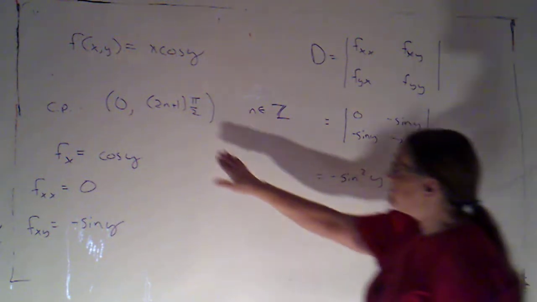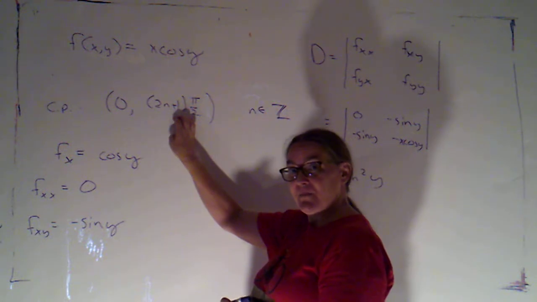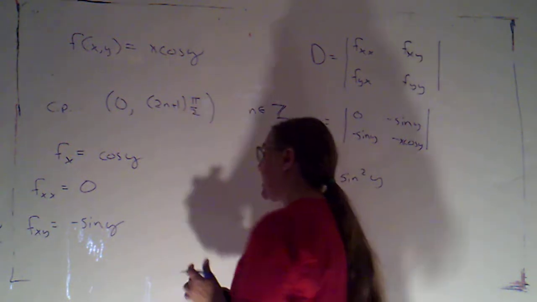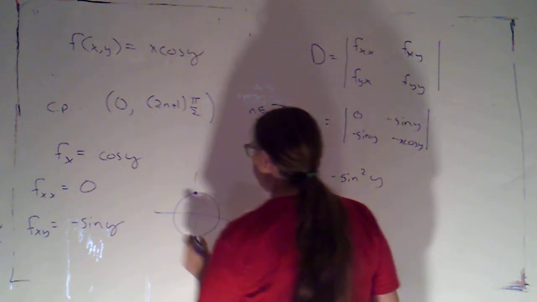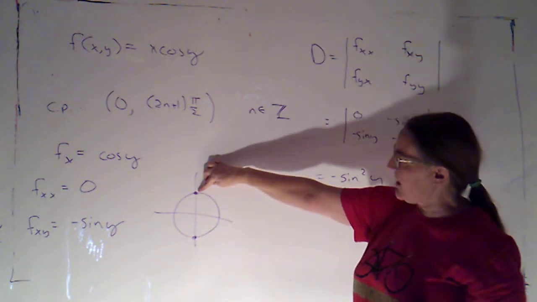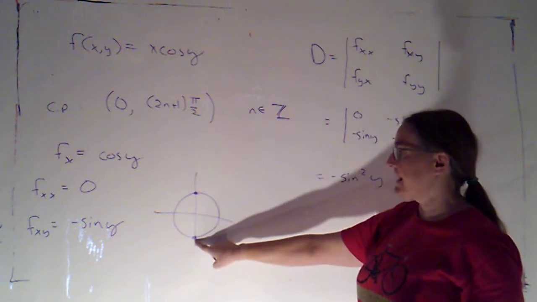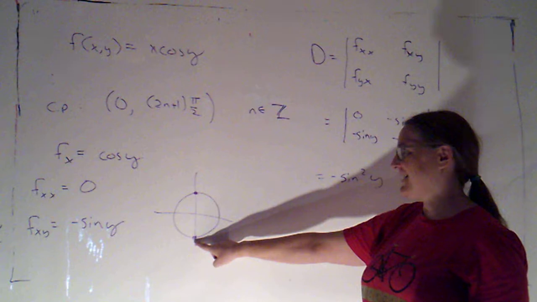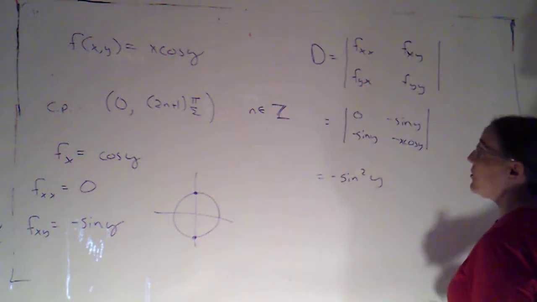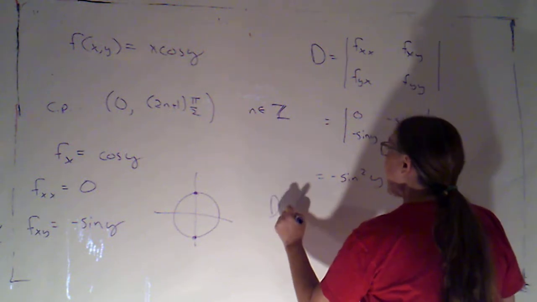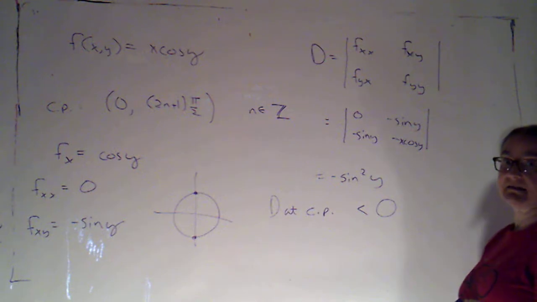And I know what I'm plugging in for y was an odd multiple of pi over 2. Now, for an odd multiple of pi over 2, that would put me on the unit circle here or here. If it's an angle whose terminal ray passes through this point, sine is 1, so sine squared is 1. If it's an angle that passes through this point, sine is negative 1, sine squared is still 1. Okay. So I can say that D at any critical point is always going to be less than 0.